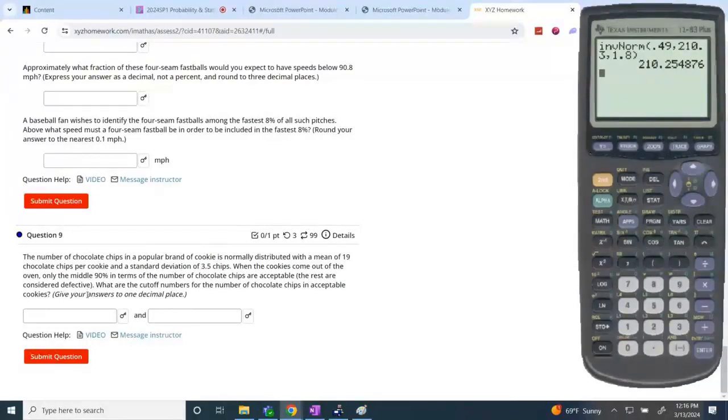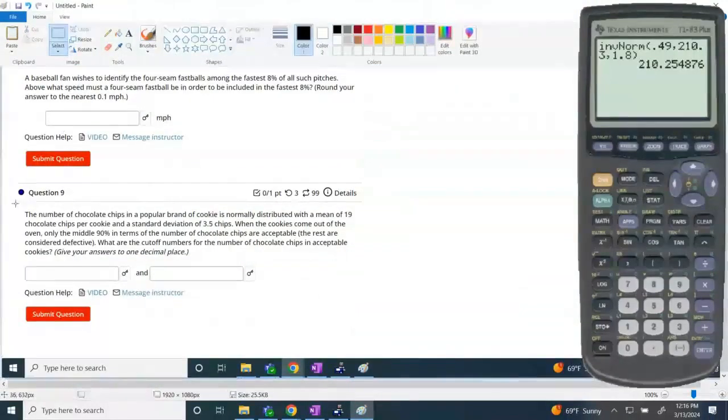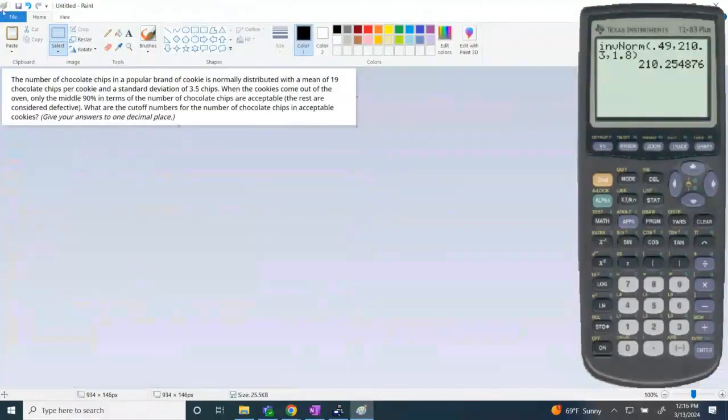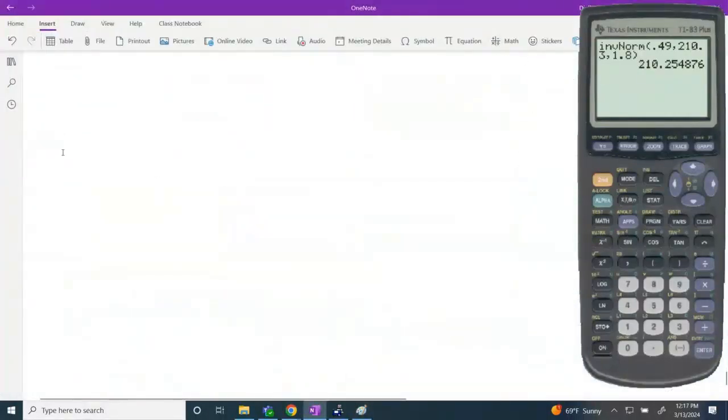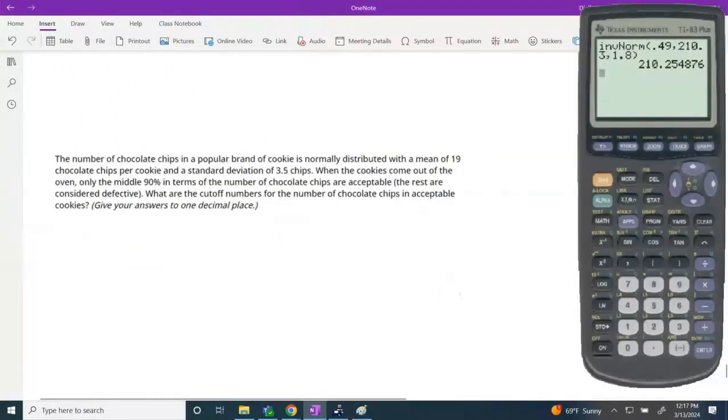Okay. So we want the middle 90%. So I'm going to copy this over into, all right, so this is 3.4, number 9. So we want the middle 90%. So I'm going to sketch this out. So it's normally distributed.